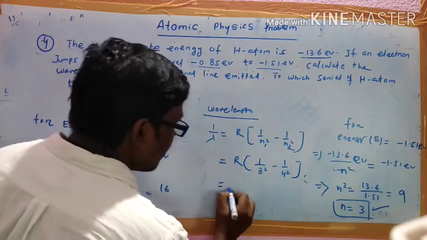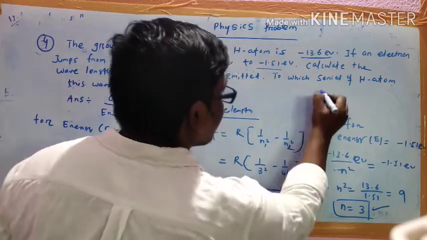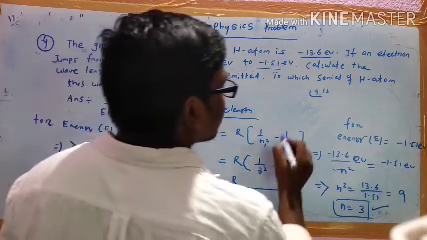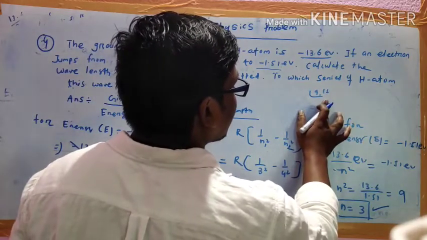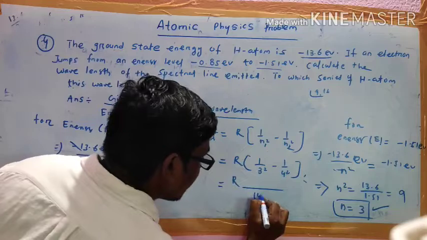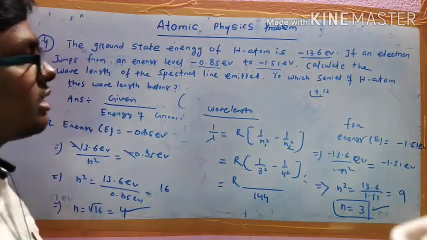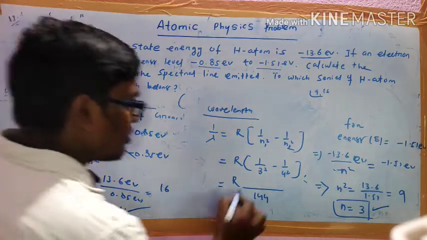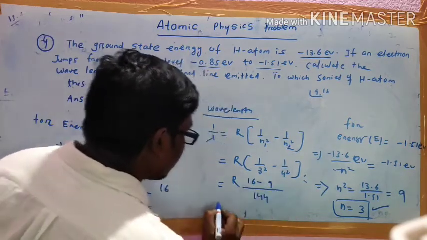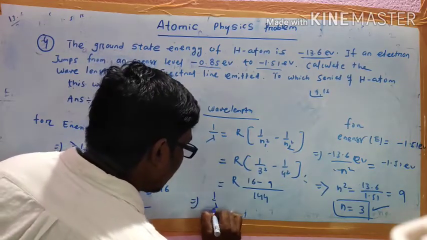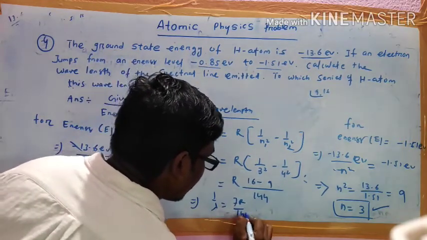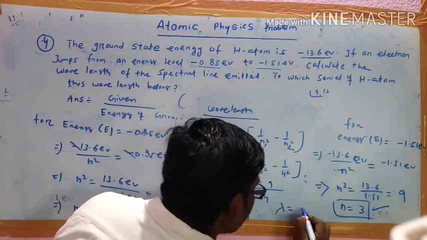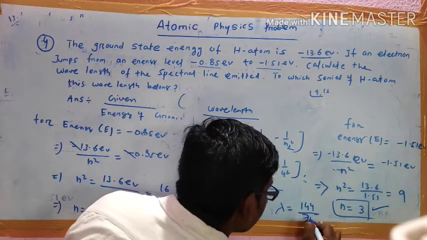Okay, so this is R into (1 by 9 minus 1 by 16). This is 144 in the denominator, 16 minus 9. So here 1 by lambda is equal to 7R by 144. Here lambda is equal to 144 by 7R.